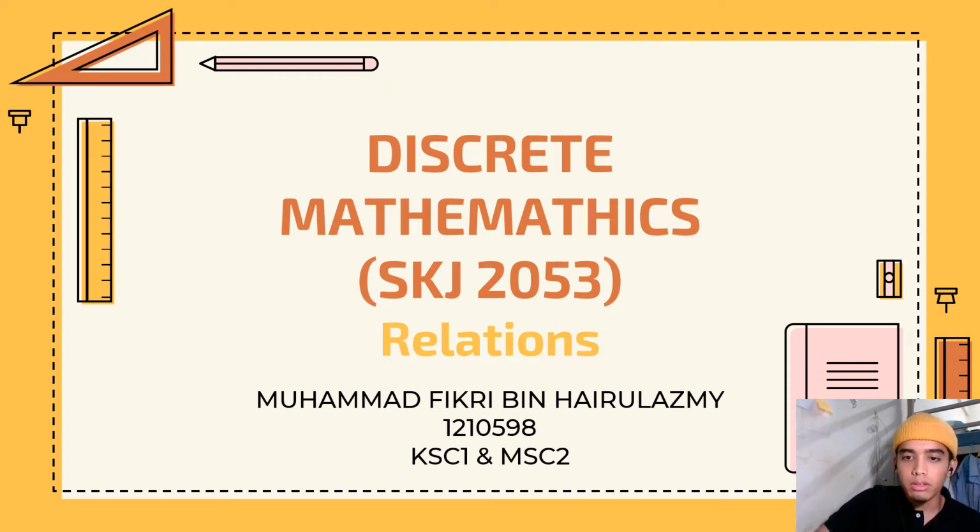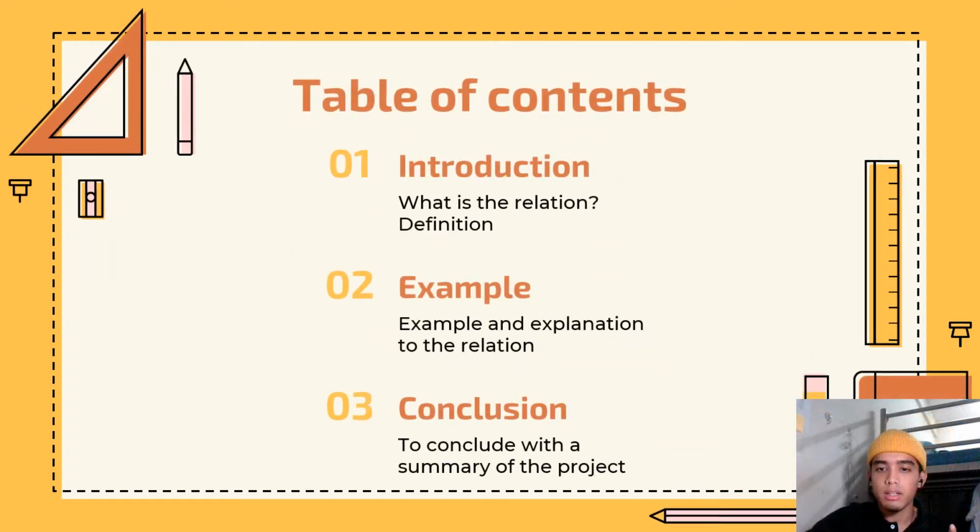So today I would like to present the video assignment for Discrete Mathematics SKJ2053 about relation. The video assignment includes three categories. First of all, I will explain the introduction: what is a relation, and I will explain the definition. Next, moving on to the examples, I will explain two examples of a relation, and lastly the conclusion.